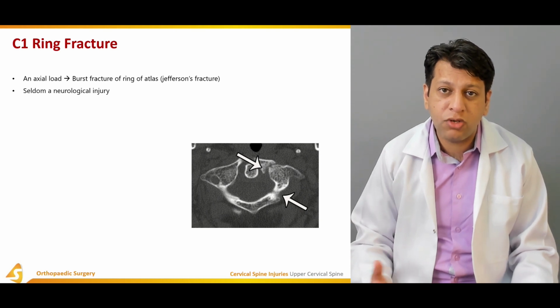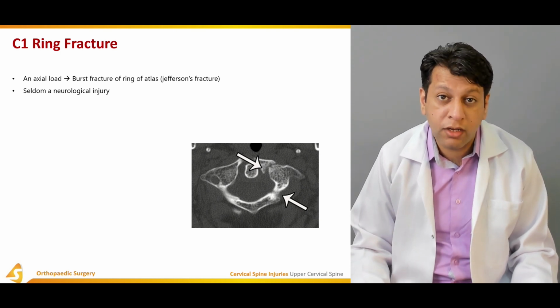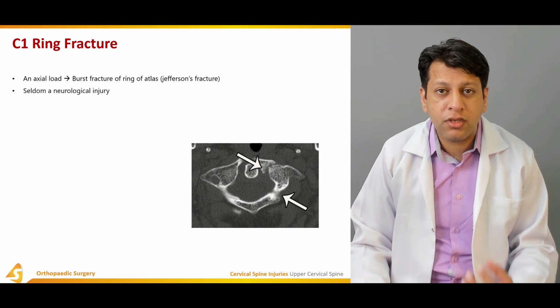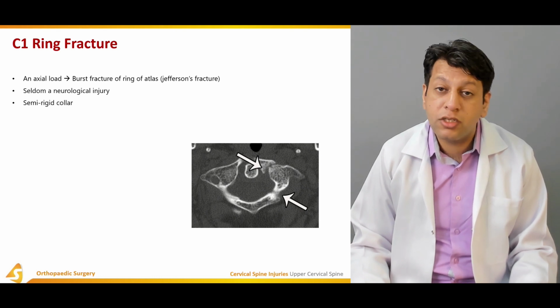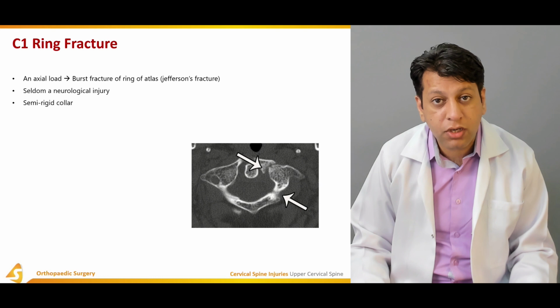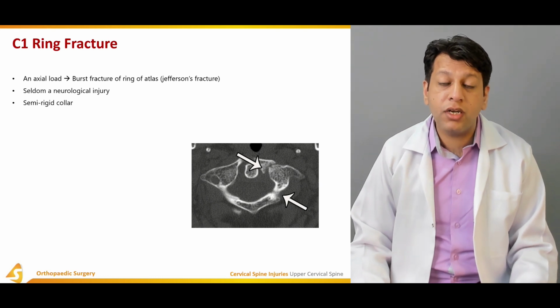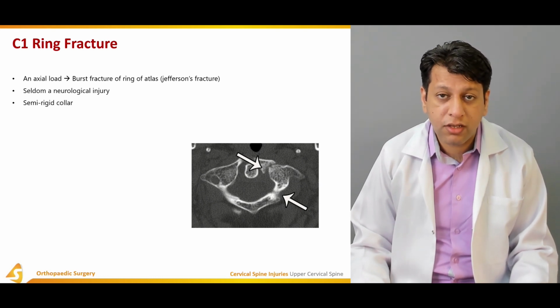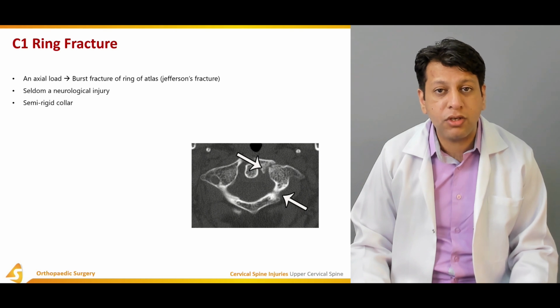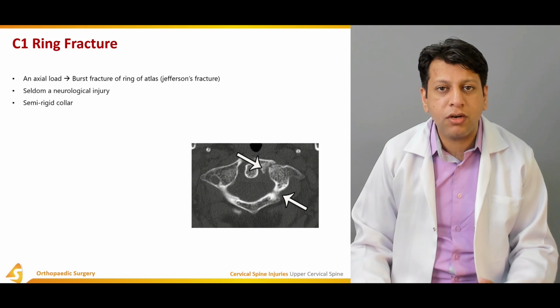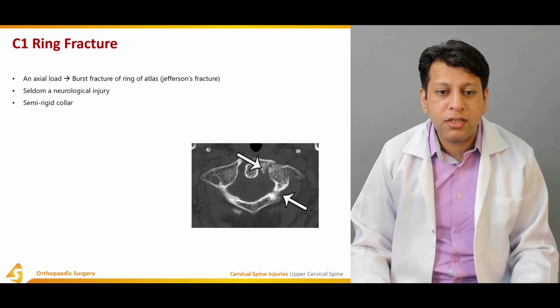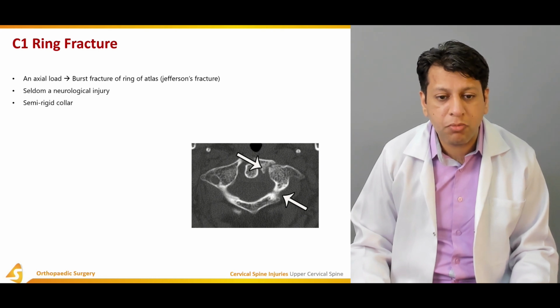because at the C1 C2 level the canal is quite wide, so there is at least often no associated neurological compromise. But what's important is that this can be an undisplaced fracture or it could be a displaced fracture, and that is why we need an open mouth view of the x-ray, especially to know whether there's isolated anterior arch or posterior arch involvement, or only unilateral or bilateral fracture, and then we can apply a semi-rigid collar if it is undisplaced.